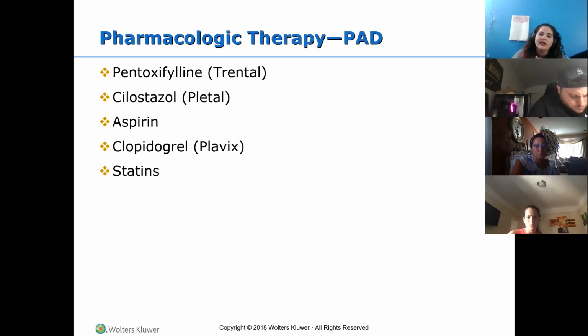Pharmacological therapy for PAD. I'm not going to say all of them because I can't pronounce all of them, but aspirin, clopidogrel, which is Plavix, and statins. All of these are like blood thinners or antiplatelets. They're going to help prevent clotting.